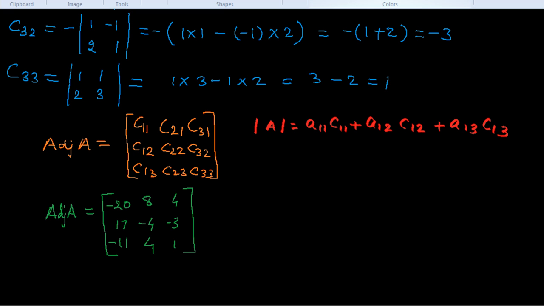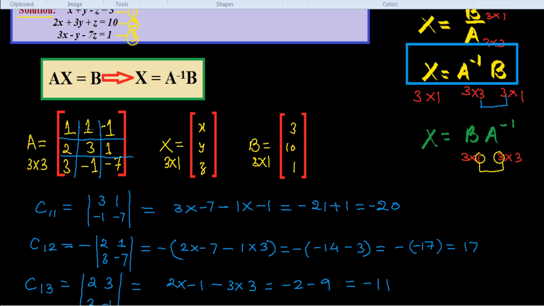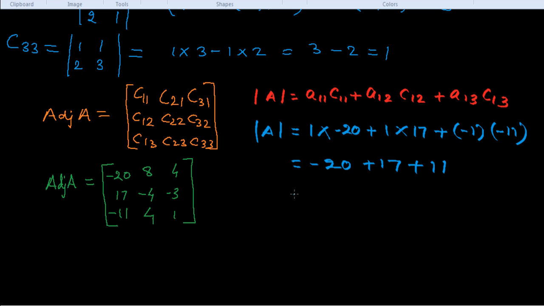So we get here the determinant: A11, A12, A13 are 1, 1, minus 1, so we write 1, and C11 we know is minus 20. A12 is 1, C12 is 17, plus A13 is minus 1 and C13 is minus 11. So we get minus 20 plus 17 plus 11, which is minus 20 plus 28. So 8 is the determinant of A.